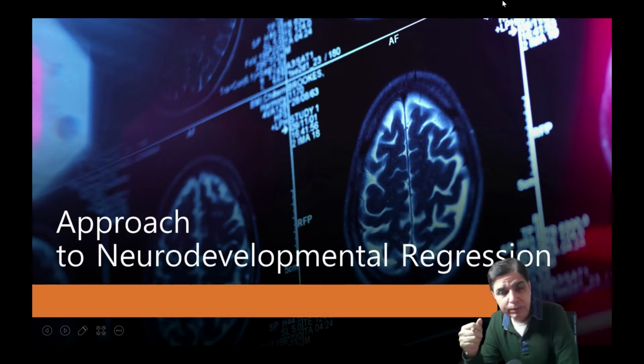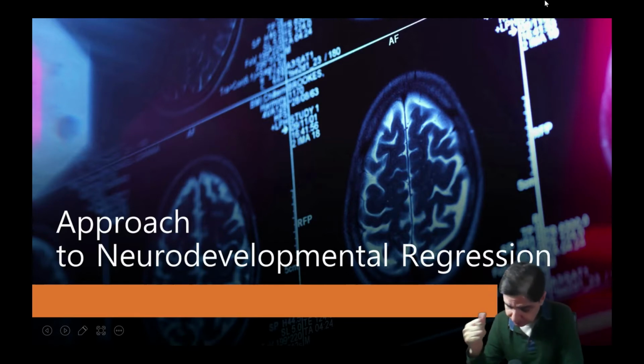I'm going to talk about the approach to neurodevelopmental regression. While I was preparing for this lecture, I was a bit confused because this is such a broad area, literally such a broad area that even within pediatric neurology, this is considered to be a super specialty. There are pediatric neurologists who are super specialized in neurodevelopmental regressions, and they are the ones who usually deal with kids who have got some form of neurodevelopmental regression.